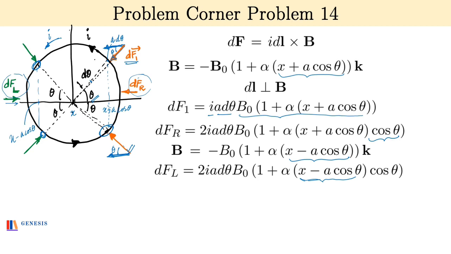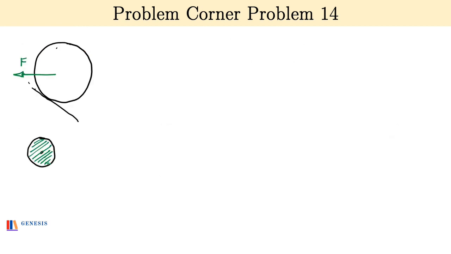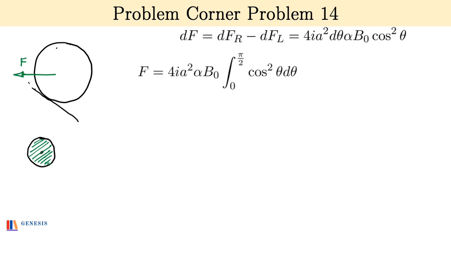The net force on these four elements is thus dF is equal to dF_r minus dF_l, and if I calculate this, this comes out 4 I a square d theta alpha B naught cos square theta. And this net force comes along the negative x direction. So the net magnetic force on the ring is the integral of this from 0 to pi by 2. Notice that we had taken 4 elements in each of the quadrants, so the integration must only go from 0 to pi by 2.